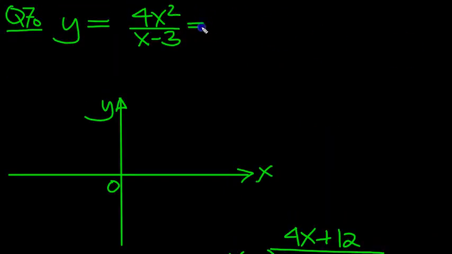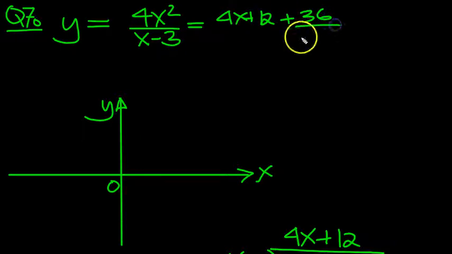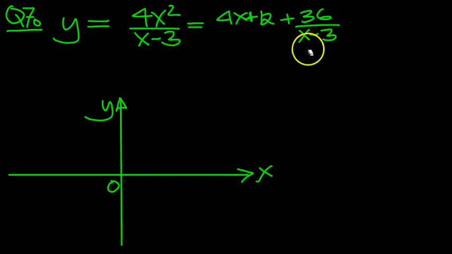So we can write that 4x plus 12, and then the remainder was 36 over the x minus 3. So this is what we have. So we notice now that when x gets large, this value here gets really, really small. When x gets large, positive or negative, this value gets small, so it approximates to the line here, 4x plus 12.